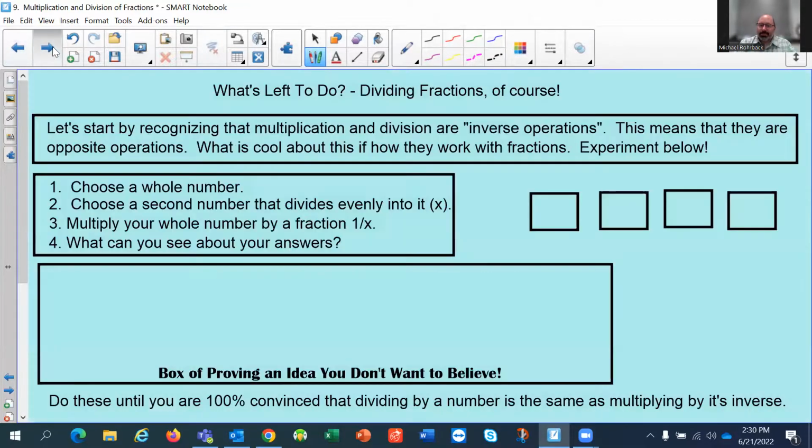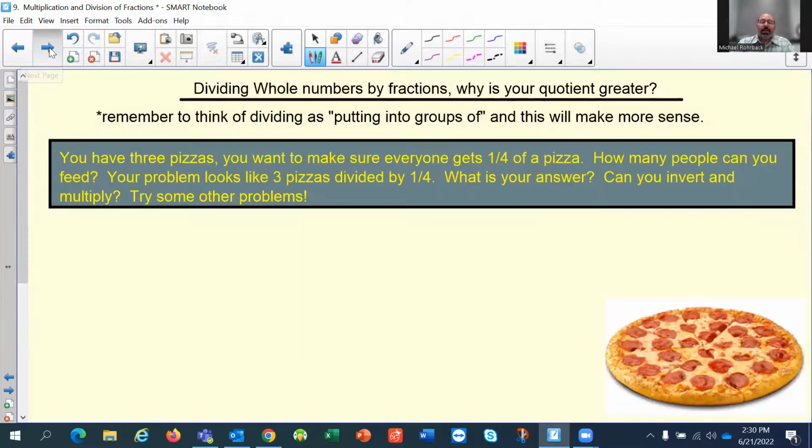Moving forward, all we have left to do is division. And as you can see, hopefully already, multiplying is easier than adding because we don't need to worry about common denominators. So there is a big part of this.